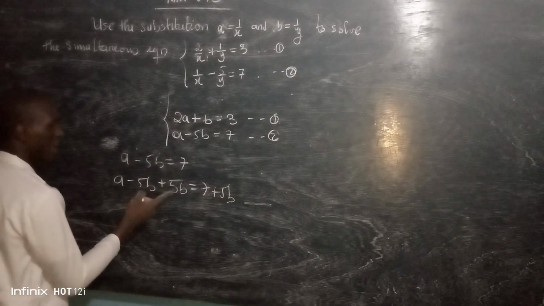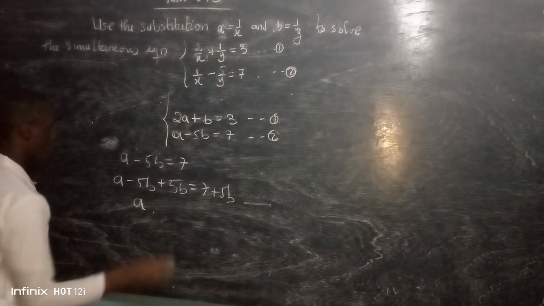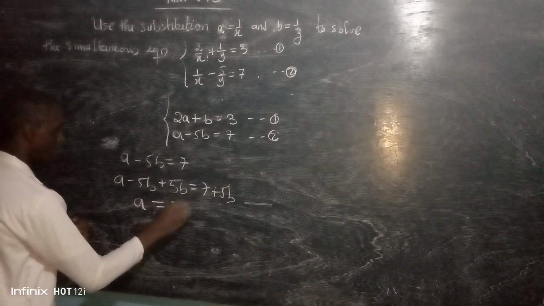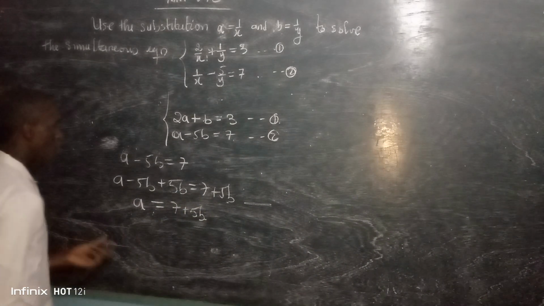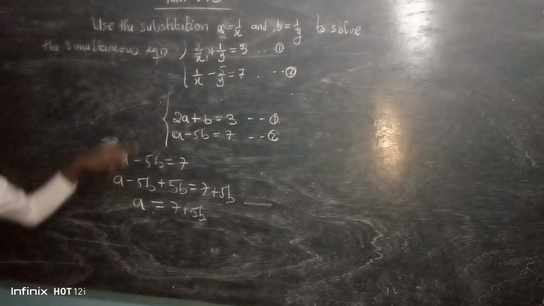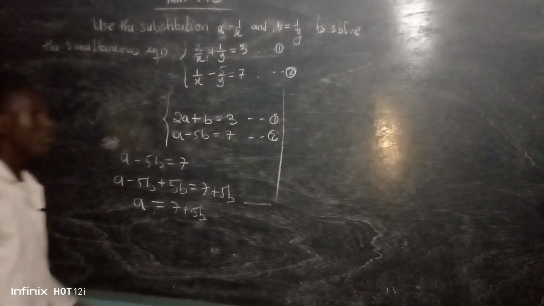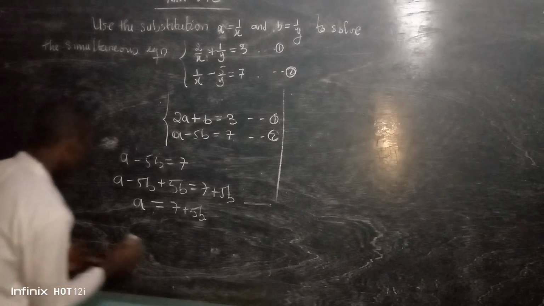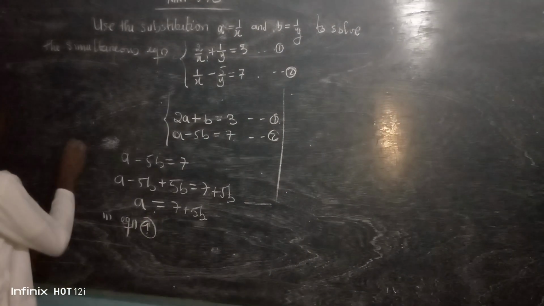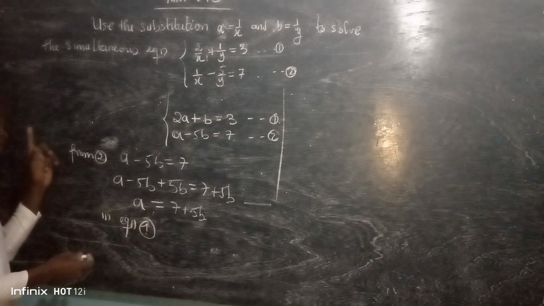Basically, negative 5b plus 5b we said is 0. According to equalities, you have a equals 7 plus 5b. Since we use equation 2, we are copying this value and putting it in equation 1. Copy it and substitute in equation 1. So this is from equation 2, we copy it and put it in equation 1.